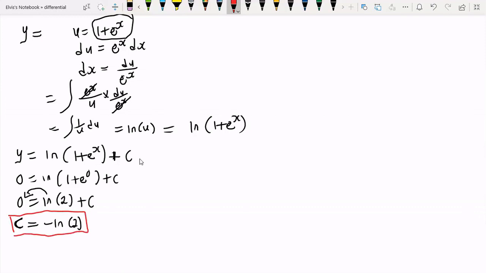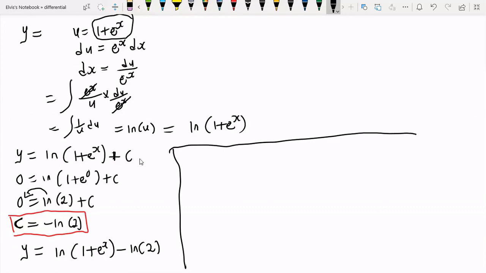But guys, we are not done. We now need to replace c with negative ln of 2. So this is going to be y is equal to ln of 1 plus e raised to the power of s, then minus ln of 2. So we basically replaced c with negative ln of 2. Okay guys, so this is going to be the answer.